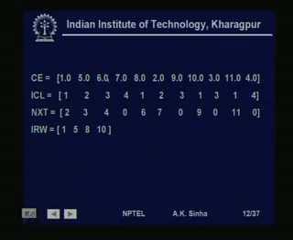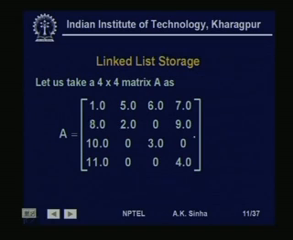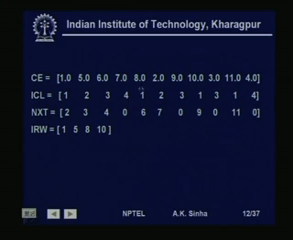Similarly, the third element is 6 and this is in column number 3. The fourth element is 7, this is in column number 4. The fifth element is 8 and this is in column number 1. Then the sixth element is 2 which is in column number 2, the seventh element is 9 which is in column number 4.